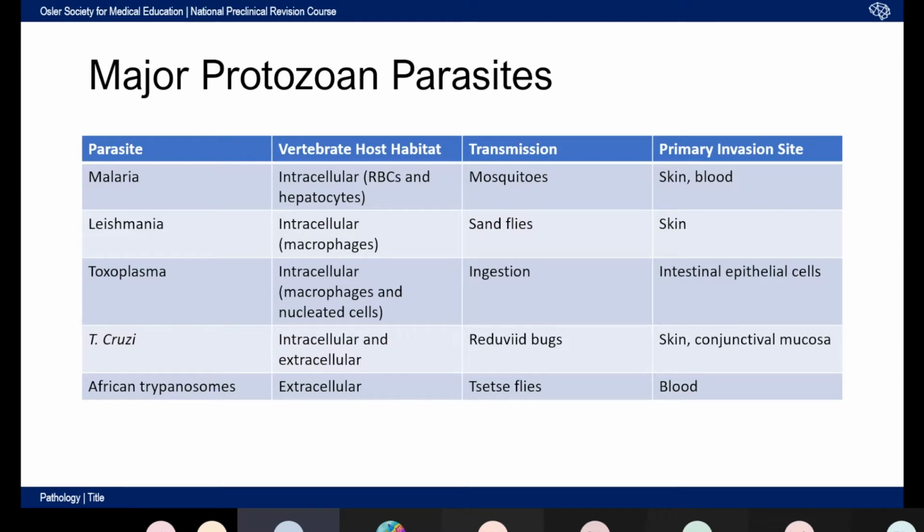So this table briefly covers the details of some of the parasites I'll be talking about today, including their host, habitat, how they're transmitted, and the site where they tend to invade humans. As you can see, the skin is the most common invasion site for these parasites, as a lot of them are spread by an insect biting you, but Toxoplasma is spread by ingestion. It's also important to notice that they do all infect different types of cells, and some are intracellular and some are extracellular, so make sure to notice that.